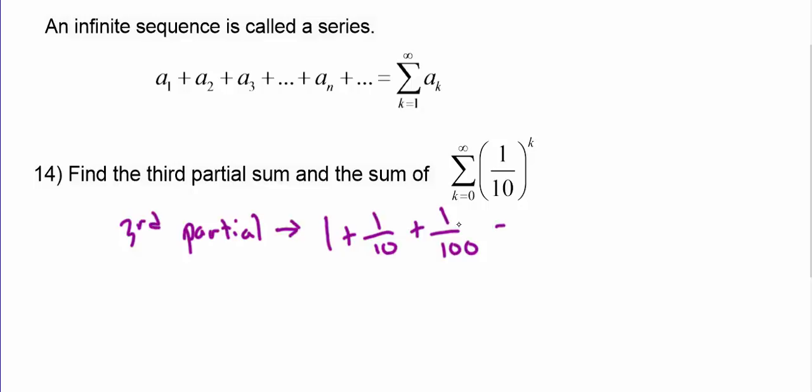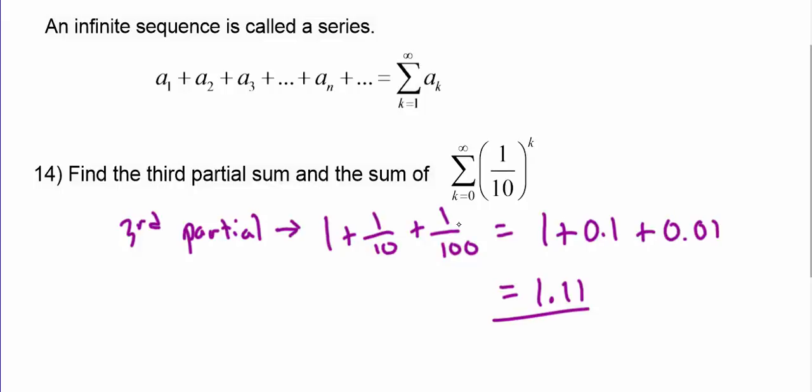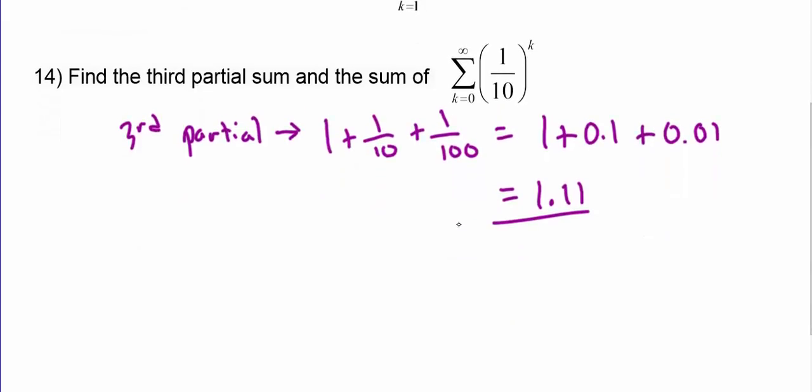Okay, now if you wanted to think about how to add these together, we could do it with fractions, but I think I'd rather actually in this case look at the decimal version of each of these numbers. 1/10 is 0.1, 1/100th would be 0.01, so what we get there is 1.11. Okay, that is right there our third partial sum.